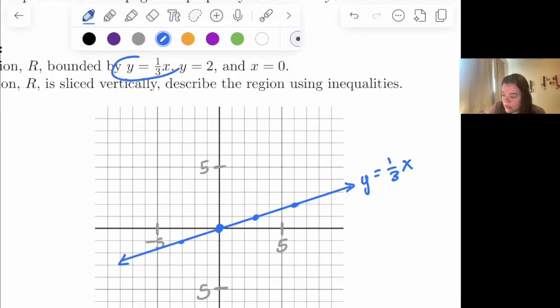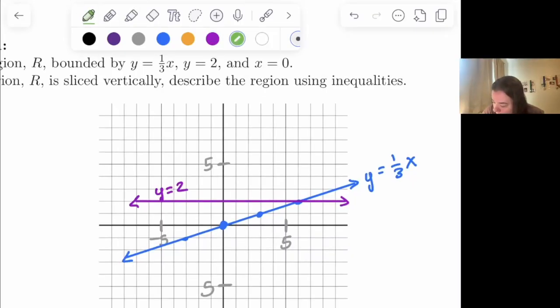So I have sketched the first set of directions. Now I'm going to grab a different color. I'm going to sketch y equals 2. Y equals 2 is a horizontal line at 2. So there's y equals 2. And then x equals 0. X equals 0 is the y-axis. So that's the line x equals 0. It's the y-axis. And we want to sketch and shade the region bounded by all 3 of those graphs. So the region trapped between those 3 graphs is this shaded part of this triangle.